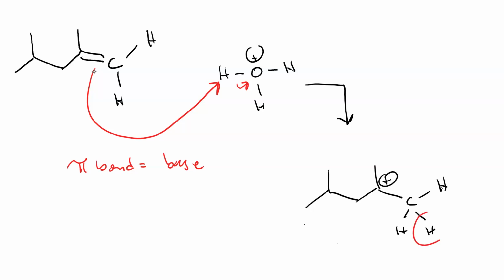Say that one is the proton that came from the acid, right? And the reason the proton doesn't get added there is because that would make a primary carbocation, which is less stable.